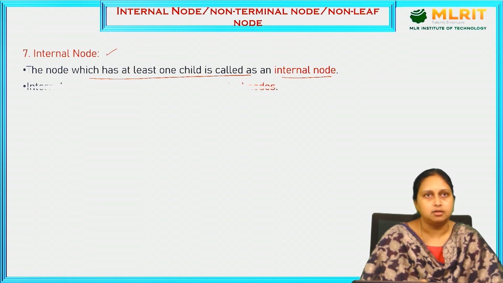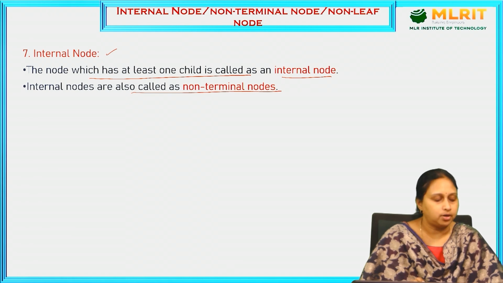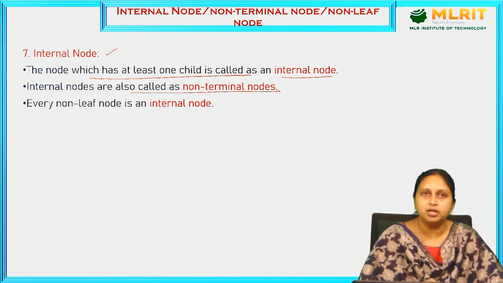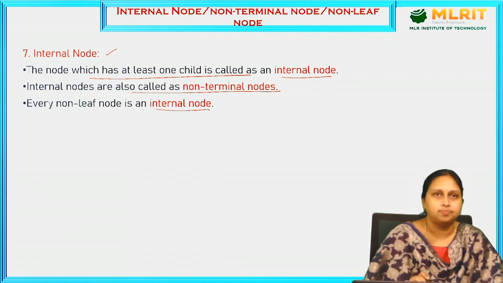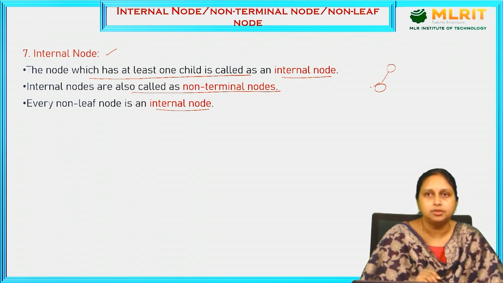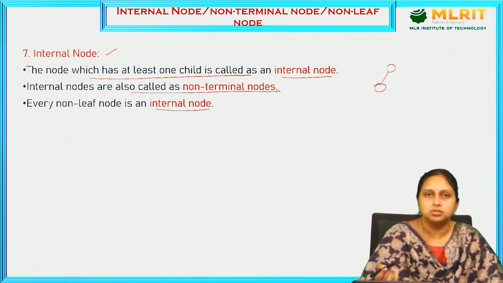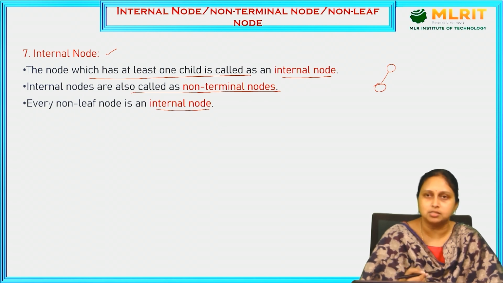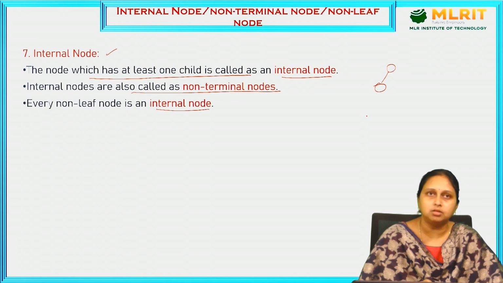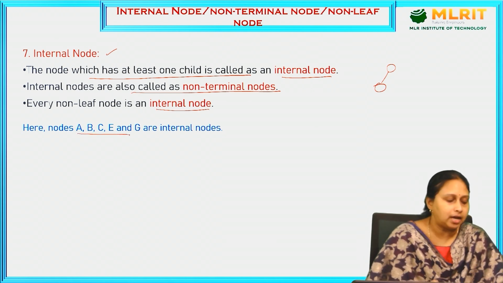Internal nodes are also called non-terminal nodes. And every non-leaf node is an internal node. When I have a node with at least one child, we say it is an internal node. Leaf nodes we will be discussing in the next step. Leaf nodes are nodes which don't have any children, and the non-leaf nodes are the ones that do.